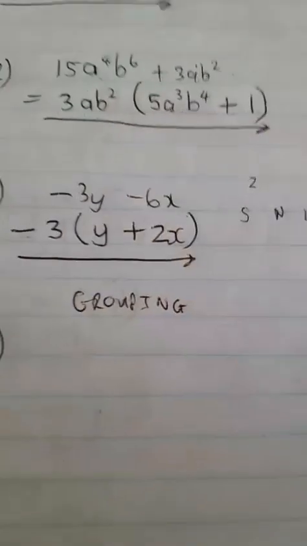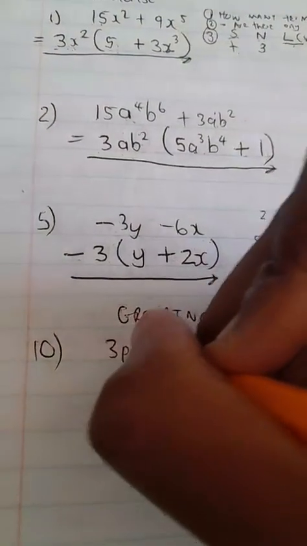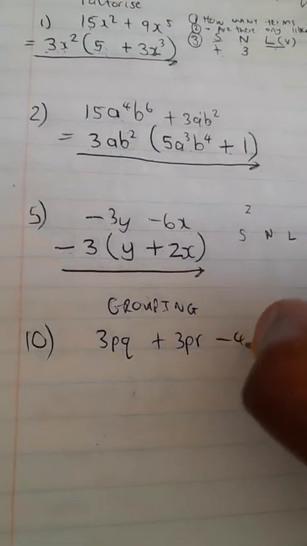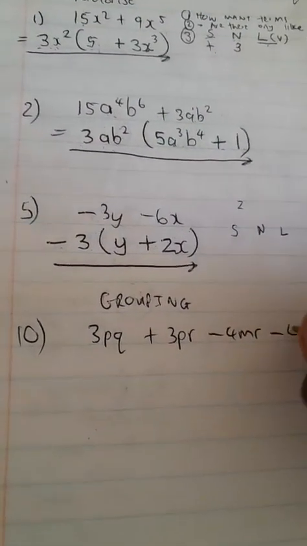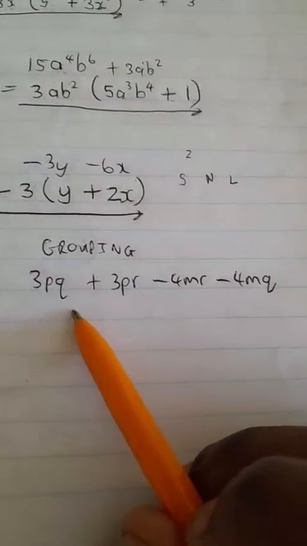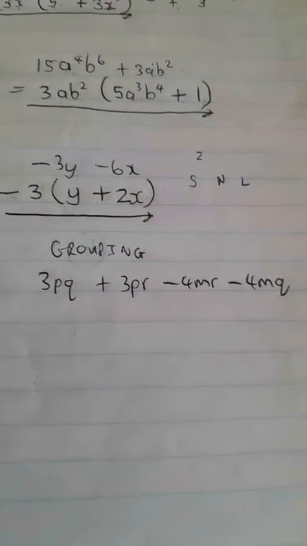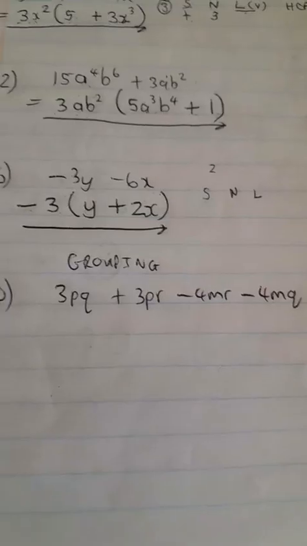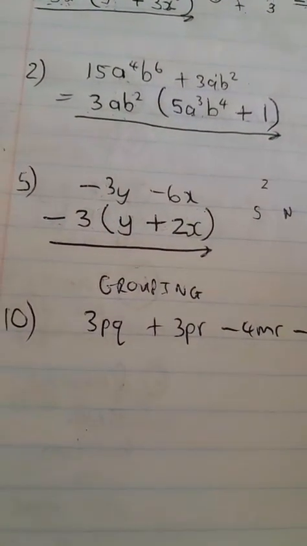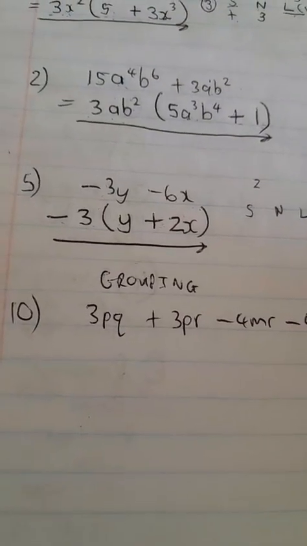The grouping that we did yesterday. 3pq plus 3pr minus 4mr minus 4mq. Let us look at this particular problem. How many terms in the expression? There are 4 terms. So, in other words, we have an even number of terms.